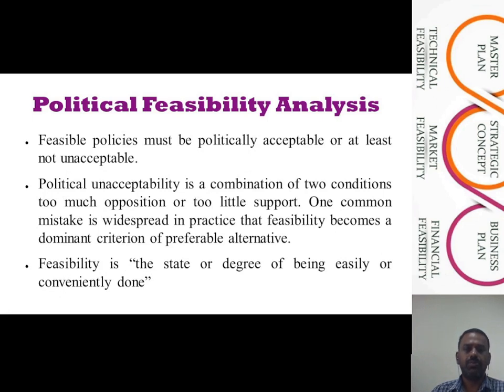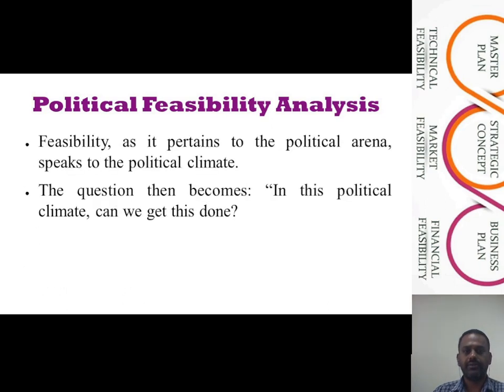Politically feasible policies must be politically acceptable, or at least not unacceptable. Political unacceptability is a combination of two conditions: too much opposition or too little support. One common mistake, widespread in practice, is that feasibility becomes the dominant criterion of the preferable alternative. Feasibility is the state or degree of being easily or conveniently done. Feasibility as it pertains to the political arena speaks to the political climate. The question then comes, in this political climate, can we get this done?